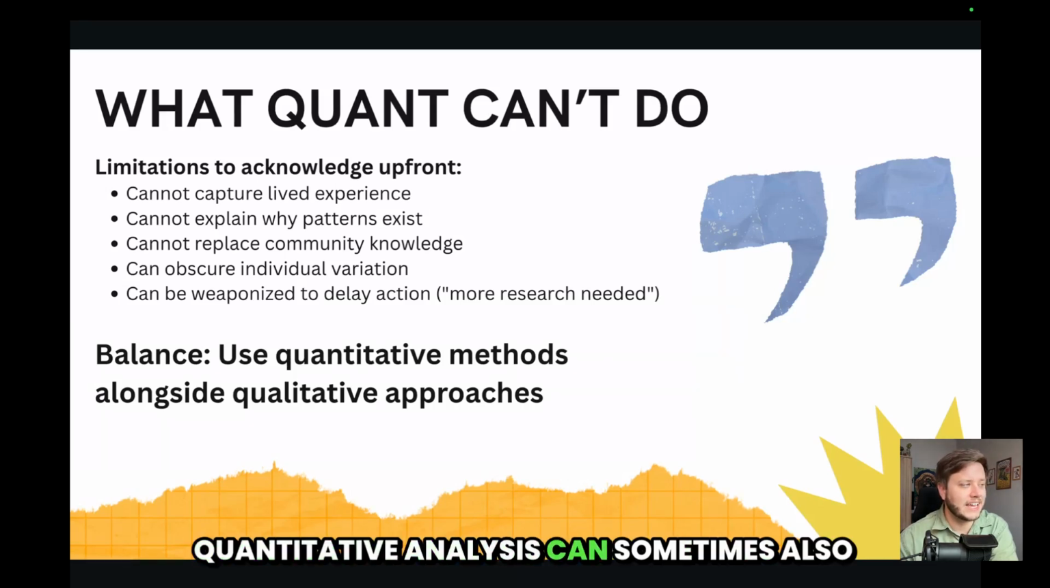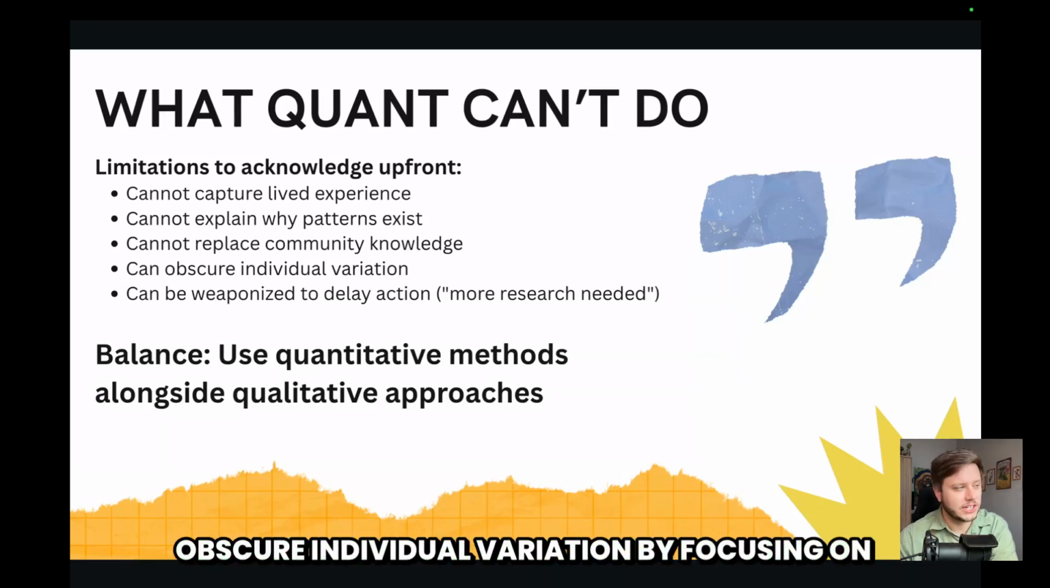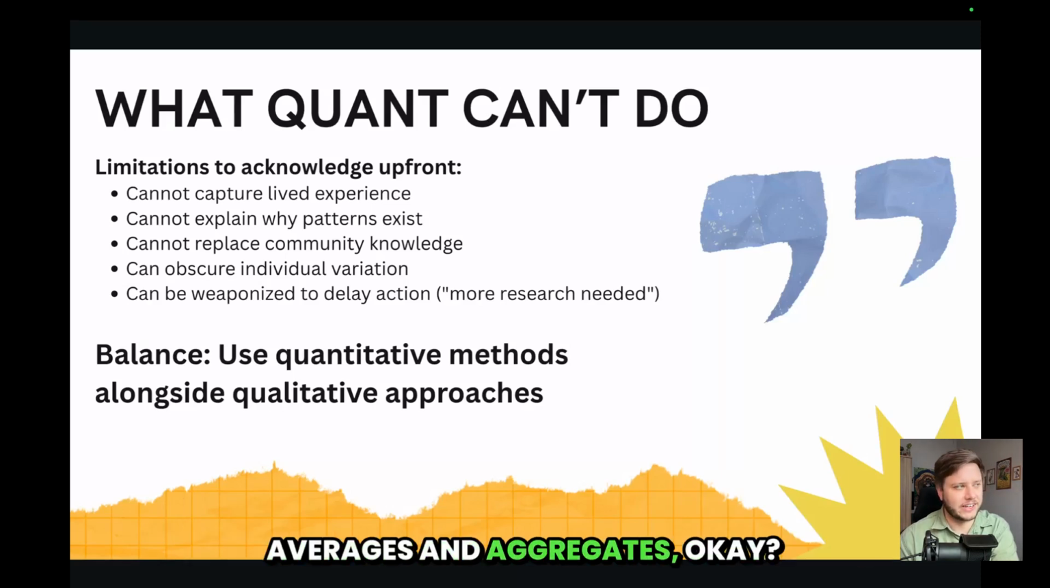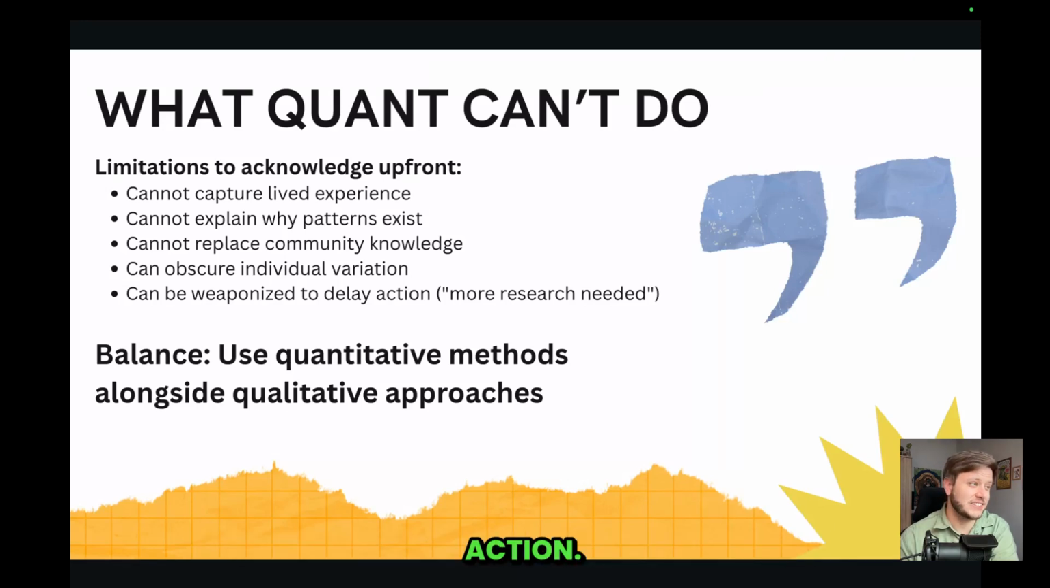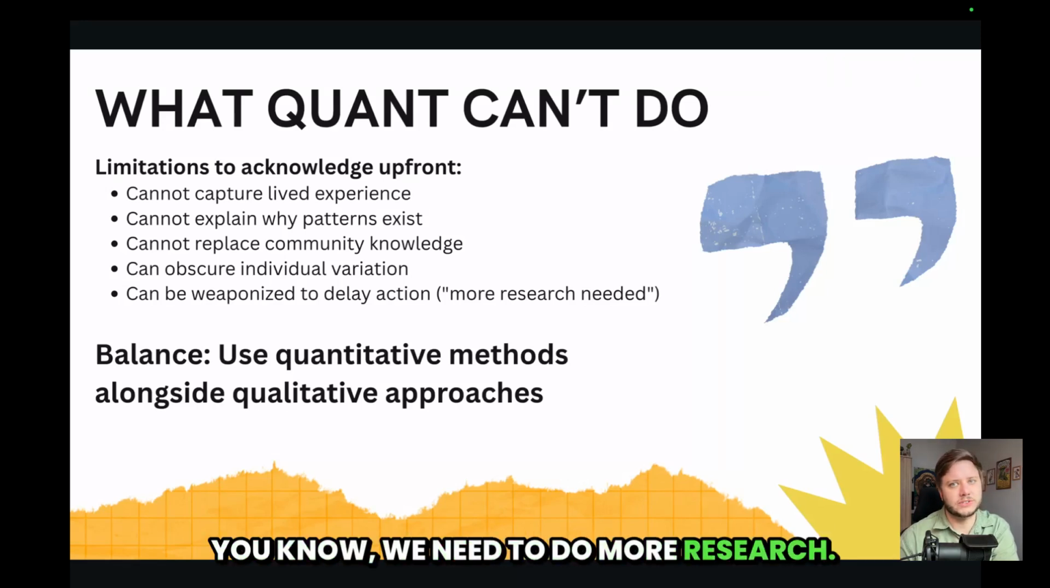Quantitative analysis can sometimes also obscure individual variation by focusing on averages and aggregates, okay? Numbers can also be weaponized to delay action. We need to do more research. We need to get more data.